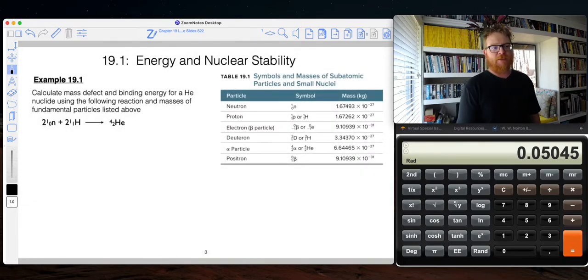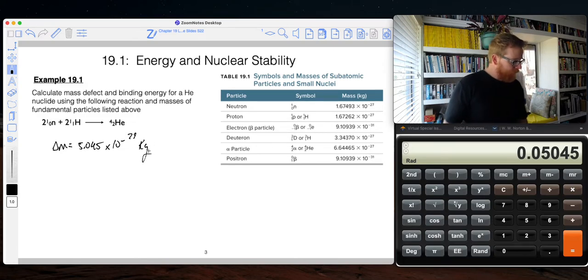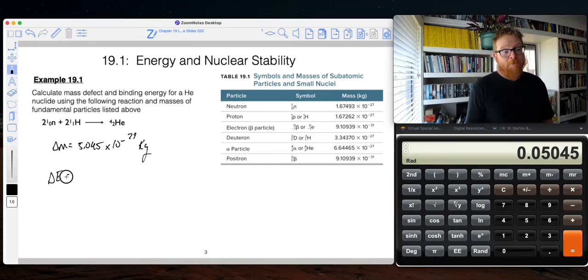So let's calculate that. Calculate the mass defect and binding energy for helium nuclide using the following reaction and masses of fundamental particles. So we already did that. We calculated delta M, okay? And so that was equal to 5.045 times 10 to the minus 29 kilograms. So that's our delta M. And so now to get our binding energy, we're just going to take that number and multiply it by the speed of light squared, okay? So that's going to go 5.045 times 10 to the minus 29 kilograms.